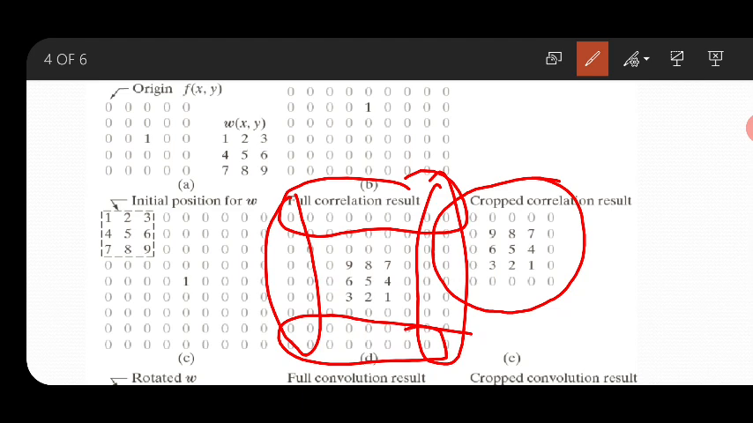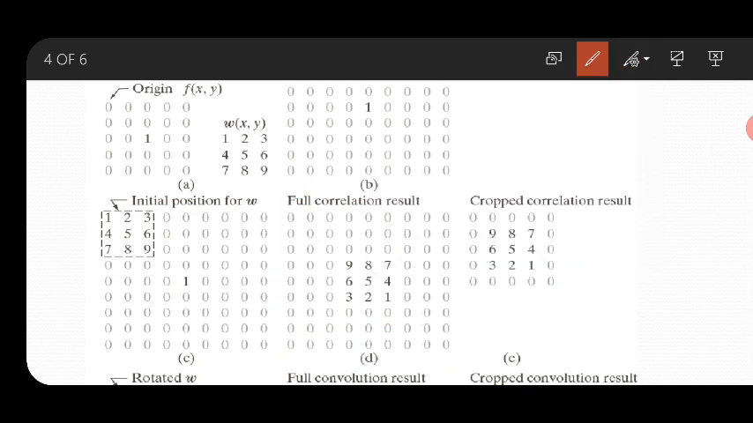I hope you understood this one. This is what we call a correlated output image. It's a processed image. What processing operation have we done? We did a correlation operation. I hope you're getting this one.